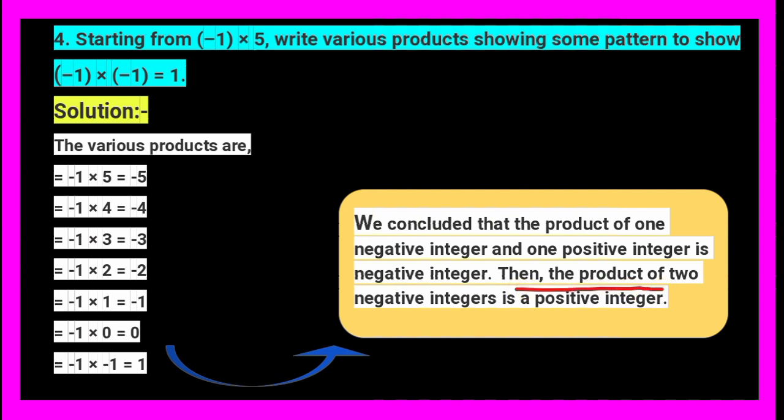Then the product of two negative integers is a positive integer. We can see that in this equation, right? Because here both integers are negative, so the product of two negative integers is always a positive integer.